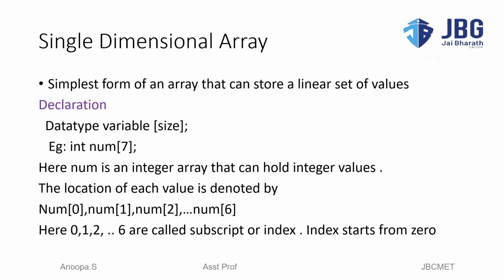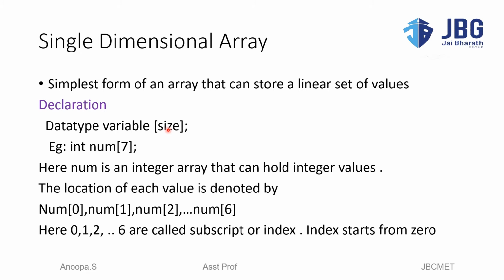So in a single dimensional array, we will be having only one index. Here, see the declaration is data type, variable and size. Now, data type represents the type of the data that is stored in this variable. If it is an integer array, we will store only integer data here. Now, this is the array name, the name of the array that we are going to give. Then size represents the number of elements contained in the array.